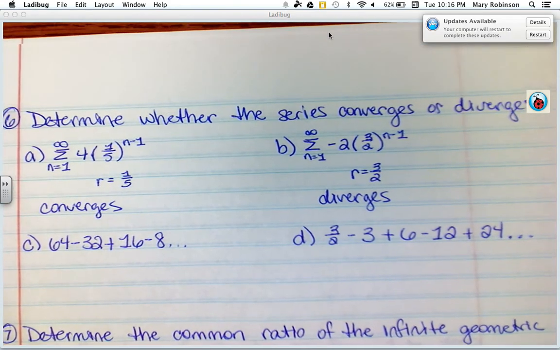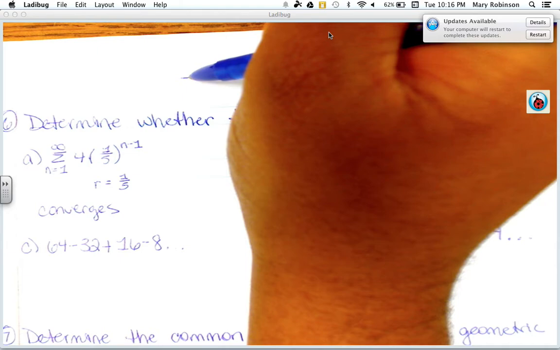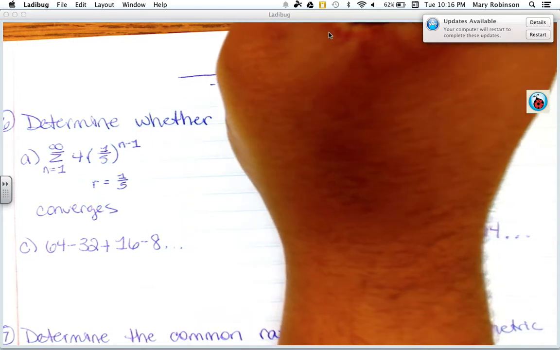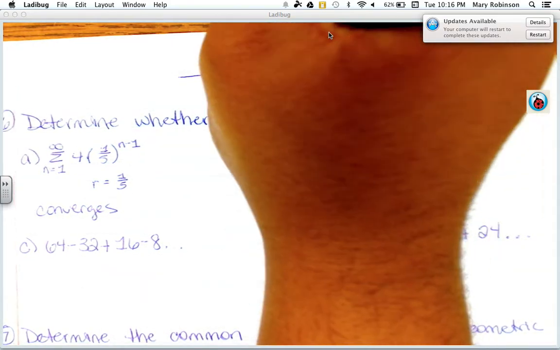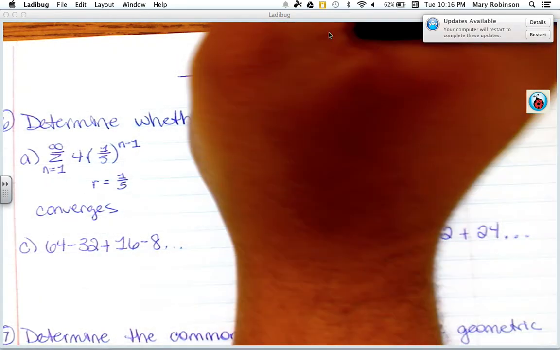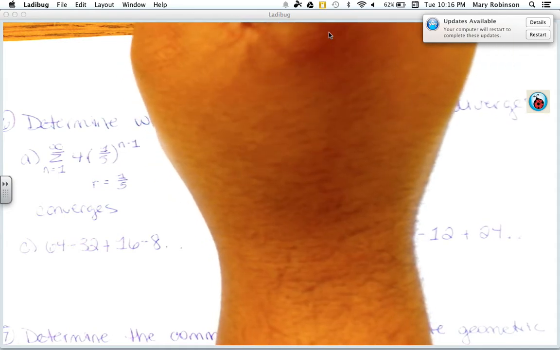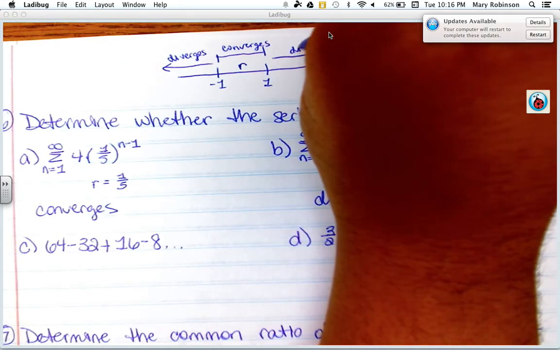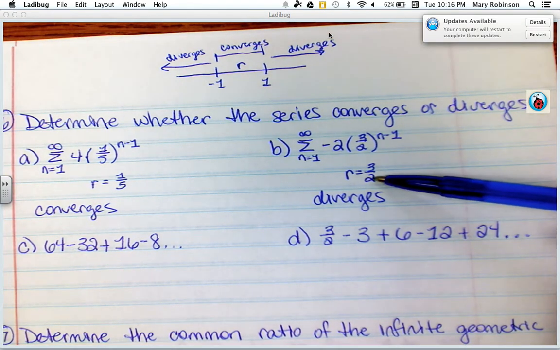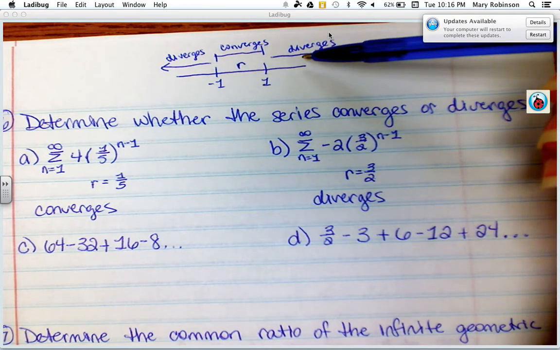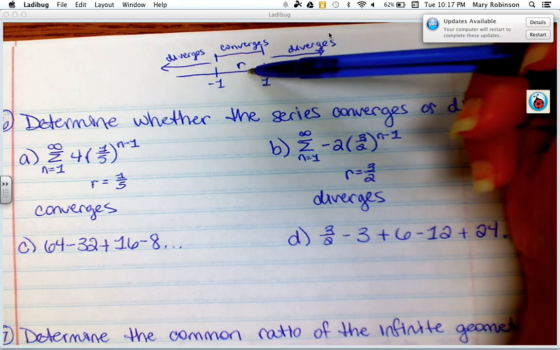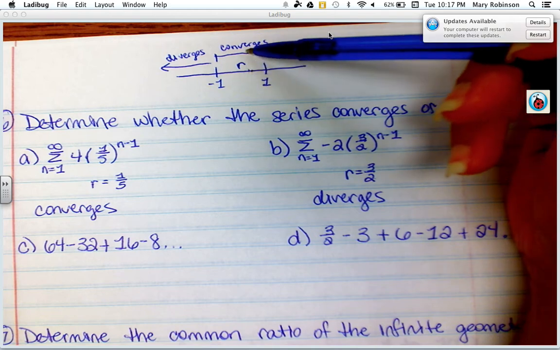It might be helpful to draw the number line that I showed y'all. So -1, 1. So if your R is in between here, then it converges. If it's anything outside of that, then it diverges. Alright, so -3/2 is 1/2, so 1/2 would be over here, so it diverges. 1/5, so that would be in between here, so it converges.